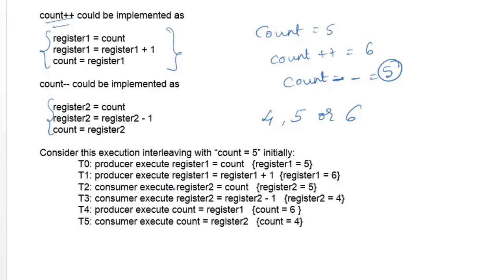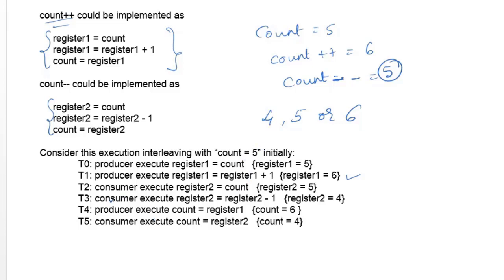The consumer process has started its execution and it is running its first instruction. What is the first instruction? The count value is fetched and put into register 2. What is the count value? We have incremented it by 1, but that is not reflected in the memory count. We have done the update only in the register, right? So while the consumer process is trying to fetch the value of count, it is still 5, right?